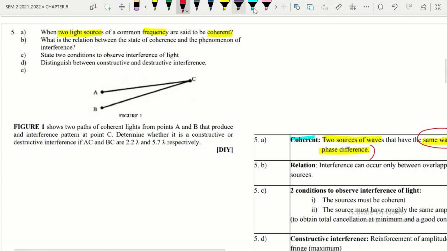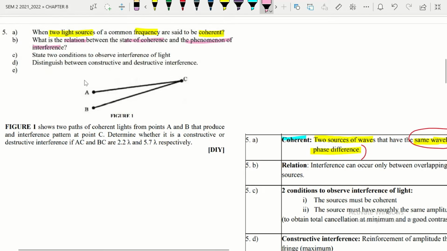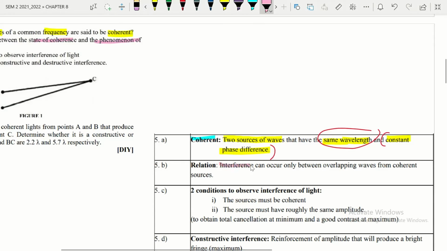Now the next question asks for the relation between the state of coherence and the phenomenon of interference. The relation is that interference can occur only between overlapping waves from coherent sources. You will get interference when there is overlapping of waves from coherent sources. That means you have two coherent sources, and only then can interference occur when their waves overlap.